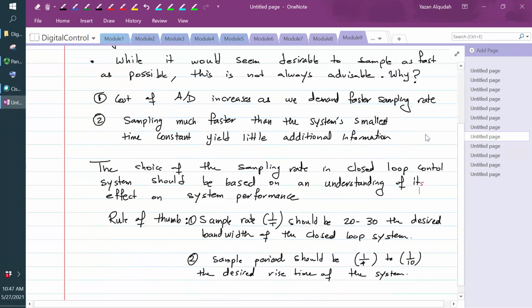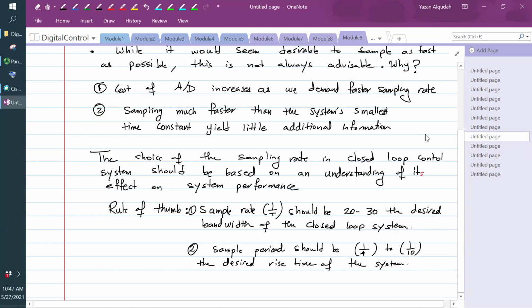Now, in general, as a rule of thumb, we like to have the sample rate be 20 to 30 times the bandwidth of the closed loop system, and we want the sample period to be 1/4 to 1/10 of the desired rise time response of the system. And again, these are rules of thumb that might apply to some systems and might not apply to others, but we can always consider them as the starting point for determining the sample rate.